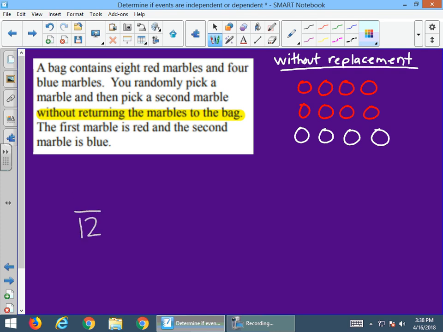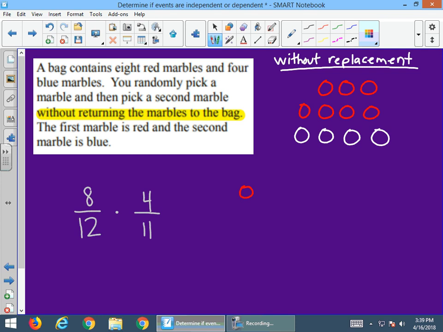The chance of me picking out a red marble is 8 out of 12. And if I do pick a red marble out, my second draw does not have 12 marbles in it anymore. There are only 11 marbles. The second one has to be blue, and there are 4 blue ones in the bag. So I could find that probability by taking 8 over 12 and multiplying by 4 over 11. That is if I picked a red one first.